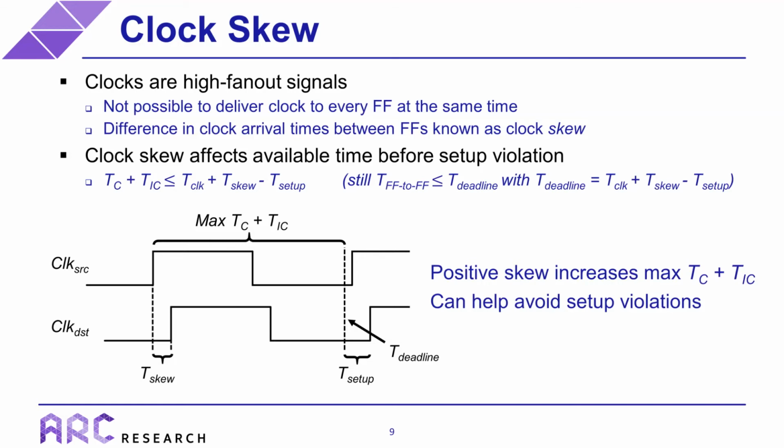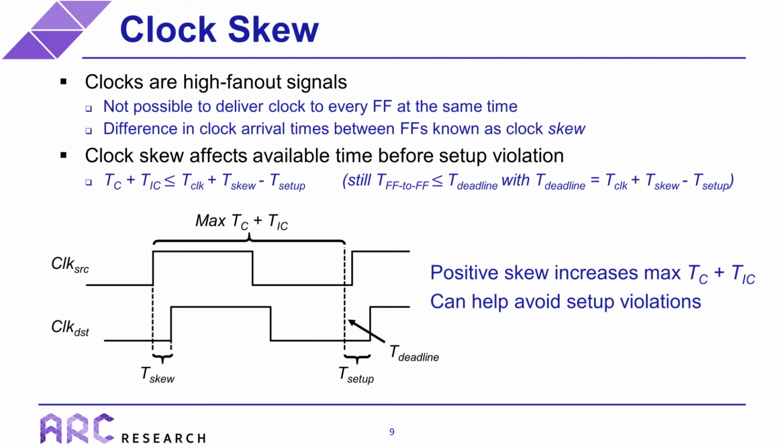As shown in the figure at the bottom, a positive skew means that the destination flip-flop receives its clock signal after the source flip-flop. So in this case, the allowable time for the flip-flop to flip-flop delay, which is just the sum of the cell and interconnect delays, is actually increased. This can be seen in the figure because the skew shifts the rising clock edge of the destination clock to a point later in time. When taking skew into consideration, this means that we now need to ensure that the summation of the cell delays and interconnect delays is less than or equal to the clock period plus the clock skew minus the setup time.